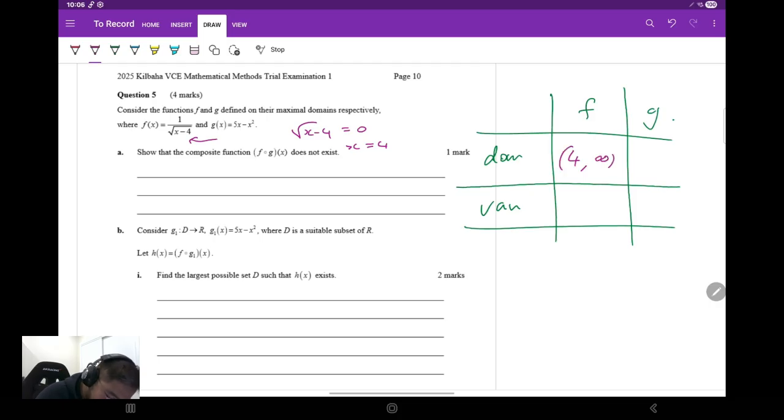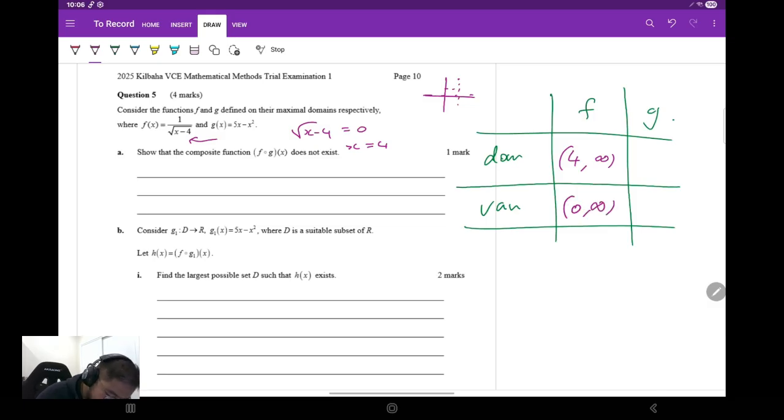As a result, going from 4 to infinity, we need to think about what our range is. Since it's got that asymptote there, the range is from 0 to infinity, not inclusive.